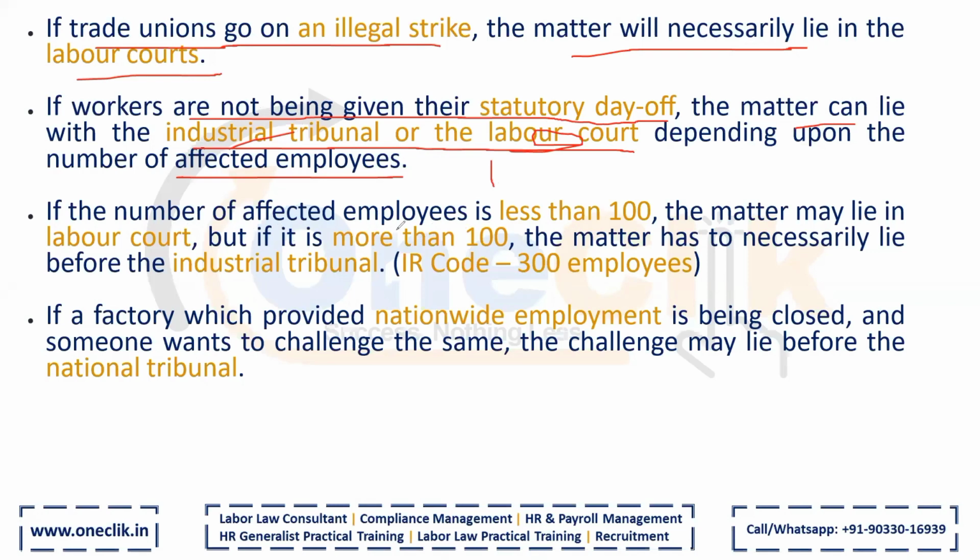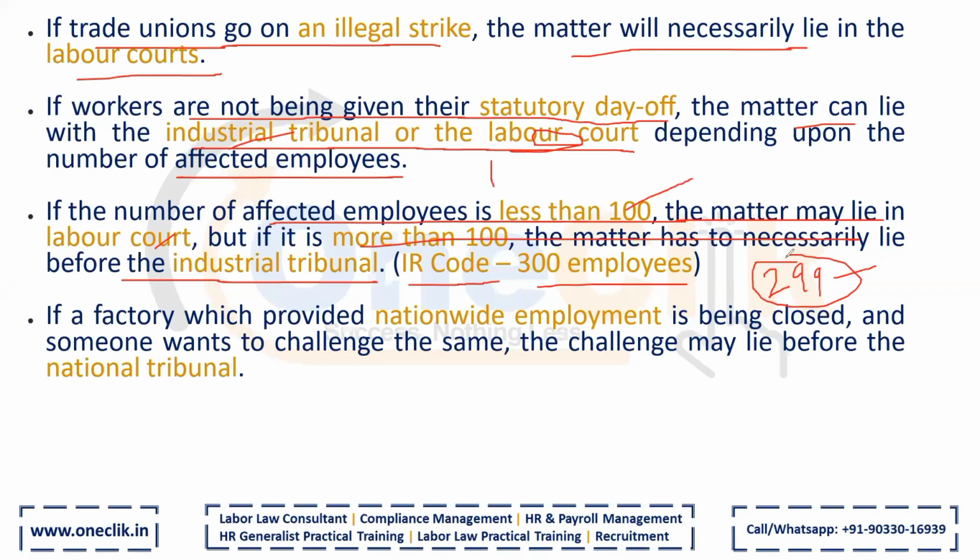right? If the number of affected employees is less than 100, the matter will go to the labor court. More than 100 employees, that will go to the industrial tribunal. Okay, one latest update. As per the IR Code, that is the Industrial Relations Code, they have given the limit up to 300 employees. So if your company has 299 employees, there is no such rule that they cannot terminate you. वो कभी भी terminate कर सकते हैं. As of now, it is 100 employees. They have raised the limit to 299. Still, wait for the final rules.